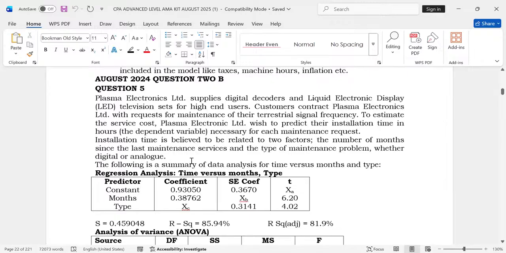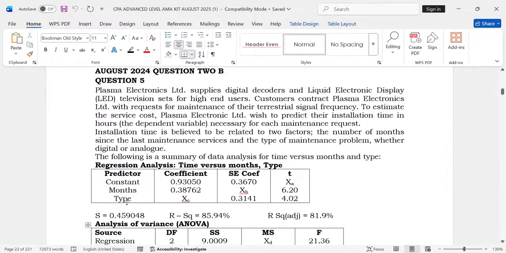The following is a summary table for time versus months and the type. So you can see the predictor, constant, months, the type there. We can see their coefficients, their standard errors of coefficients, and then the T ratios. Then we are able to see the standard error. We have our R squared, which is very high, about 86%, very good. And then we have R squared adjusted, which is 82%.